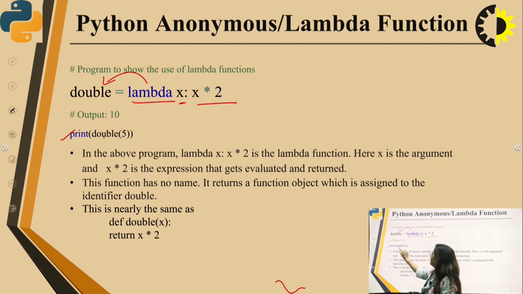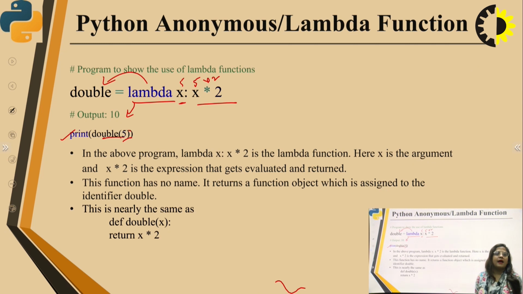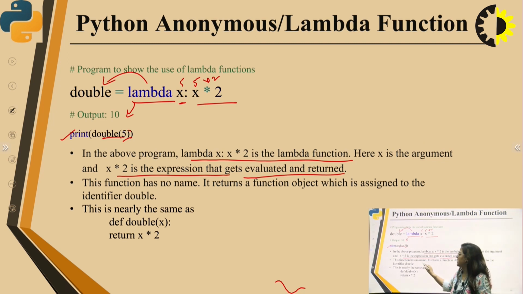So print double(5). Here the argument is 5, so 5 comes in here, and 5 into 2 is 10. The output is 10. So in the above program, lambda x: x * 2 is the lambda function. Here x is the argument and x multiplied by 2 is the expression, which evaluates the value and then returns it. The function has no name; we simply use the lambda keyword and identify it with the name double.